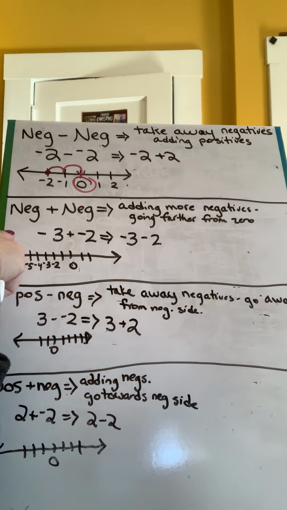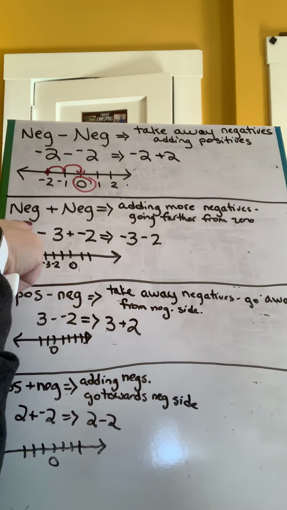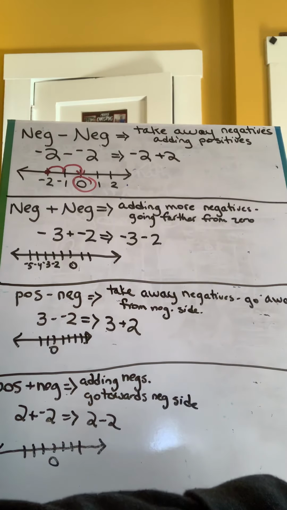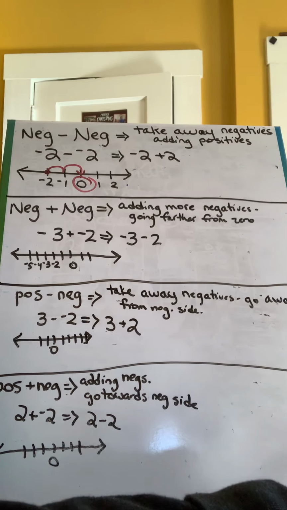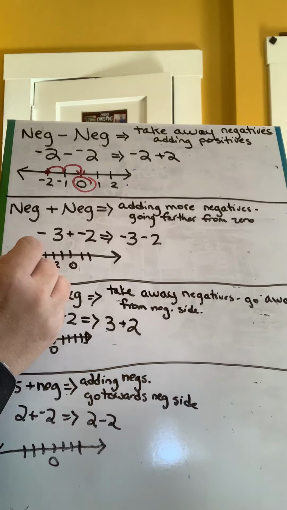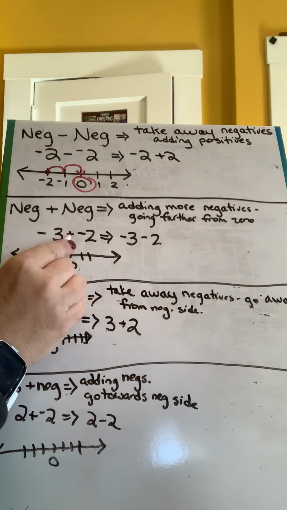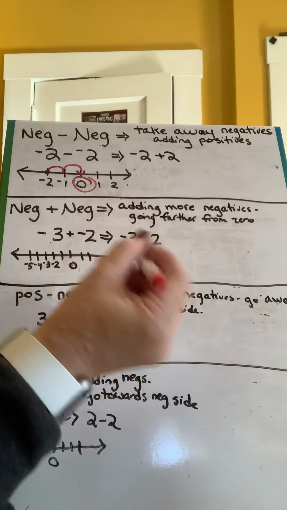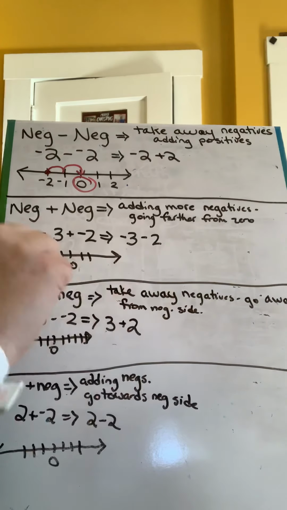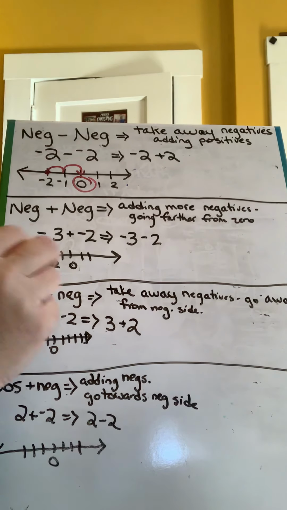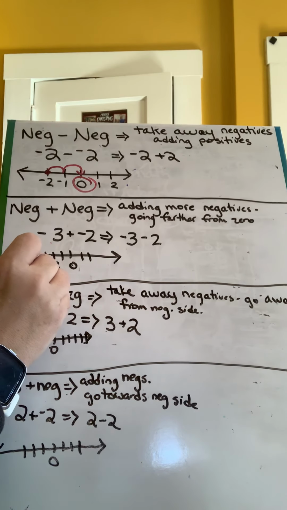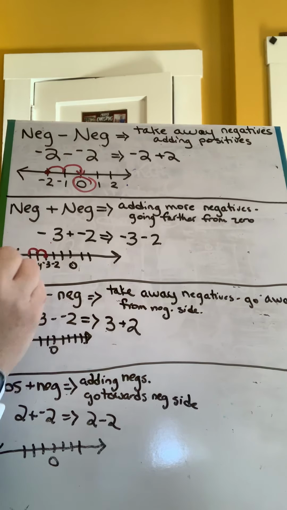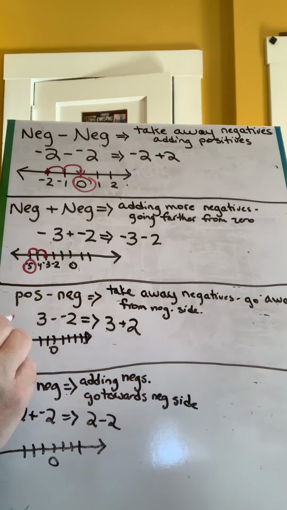Then if you have a negative plus a negative, it's like saying you're starting off with a negative and you're adding more negatives in. So you're going farther away from 0 into the negative zone. So if we have negative 3 plus negative 2, it's like saying we have negative 3 and then we're subtracting 2 more because we're going farther away from the 0. So we're at negative 3 and then we're going away from the 0, 2 more, down to negative 5.